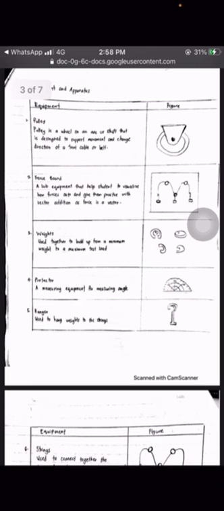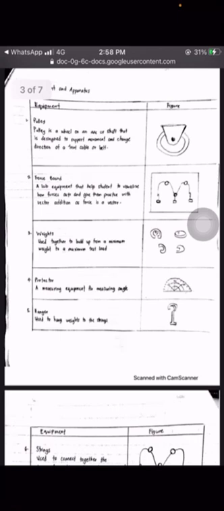Equipment and apparatus. First we need a pulley. A pulley is a wheel on a shaft that is designed to support movement and change direction of a taut cable or belt. Then we need a force board, a lab equipment that helps students to visualize how forces act and gives them practice with vector addition, as force is a vector. Then we have weights, used together to build up from a minimum weight to a maximum test load.